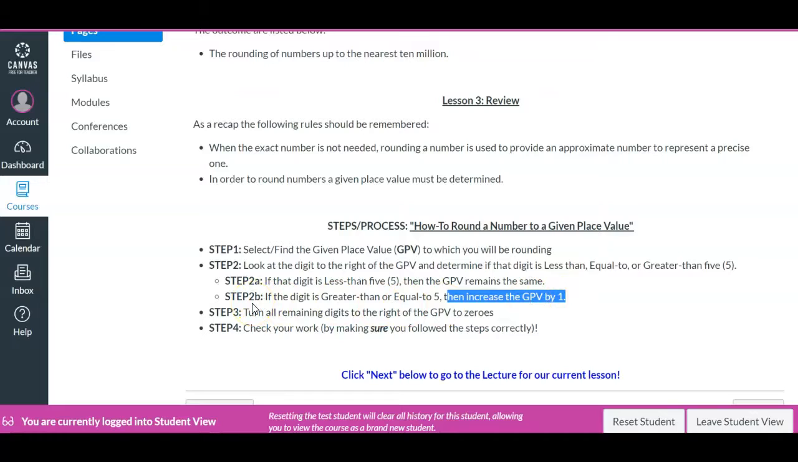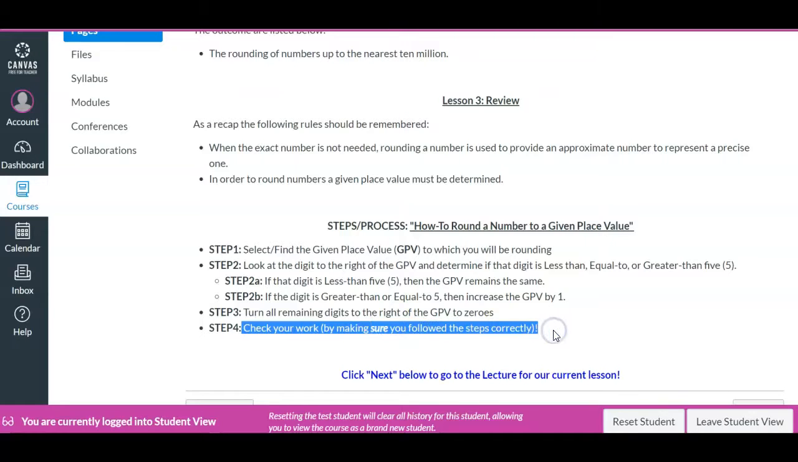All digits that are before or to the left of the GPV, we know that we write those down. Okay, and then we apply whatever rule we need to the GPV, whether it stays the same or increases by 1. And any remaining digits after or to the right of the GPV become zeros. And then the final step, always, is check your work. Okay, that's the review for lesson 3.